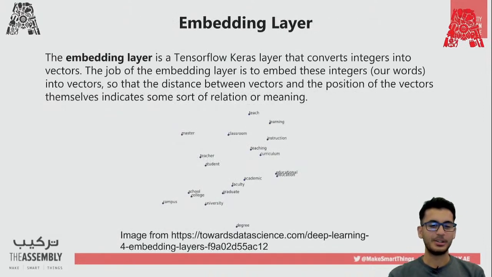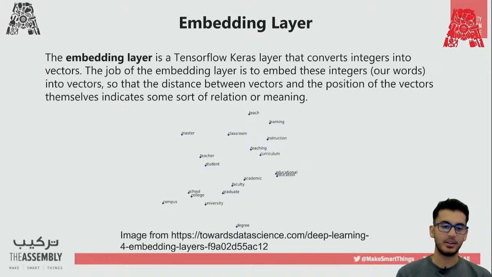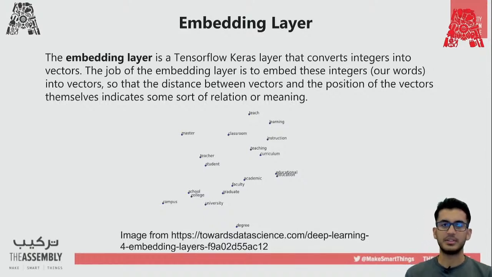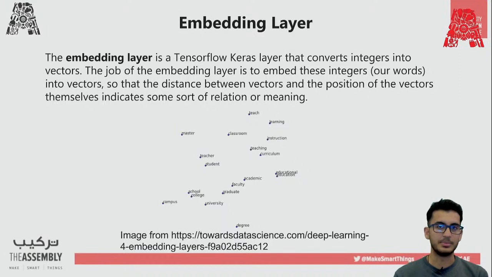Today we'll also be looking at a TensorFlow Keras layer called the embedding layer, which takes integers. Keep in mind that our reviews are a sequence of integers instead of strings or words. It's going to take these integers and turn them into vectors. What's nice about this is there are many dimensions. Today we'll be looking at 16 dimensions for a vector space.